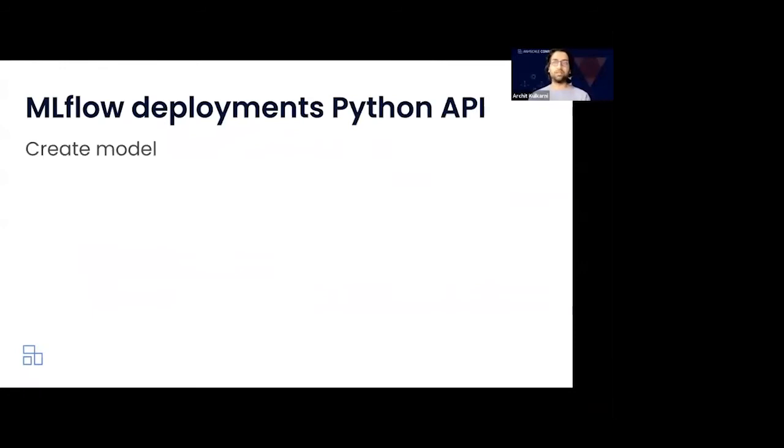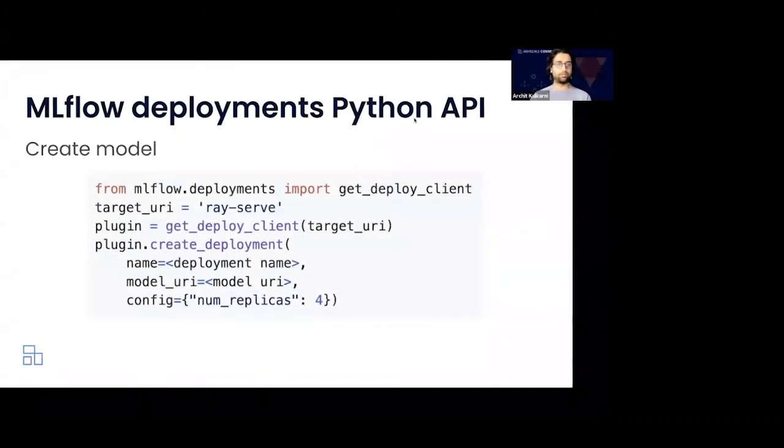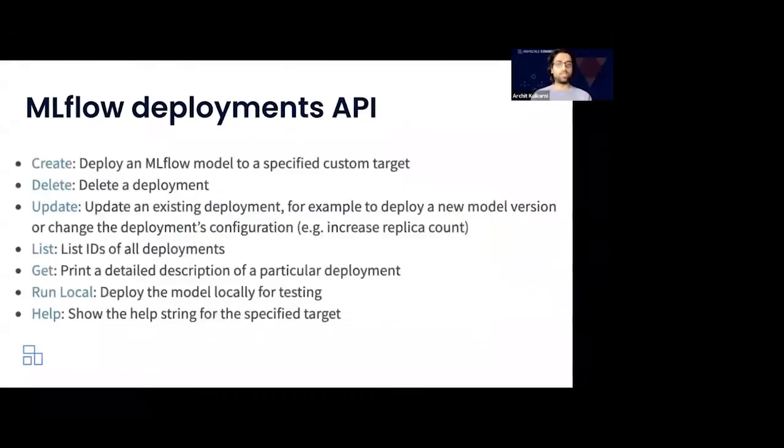That's the command line. And then on the Python side, you have the same features. This is what the command would look like. And you'll just pass them in as parameters here. And the rest of the API on the command line side and on the Python side, you can create models, delete them, update them, everything that you would want to do to manage your deployment.